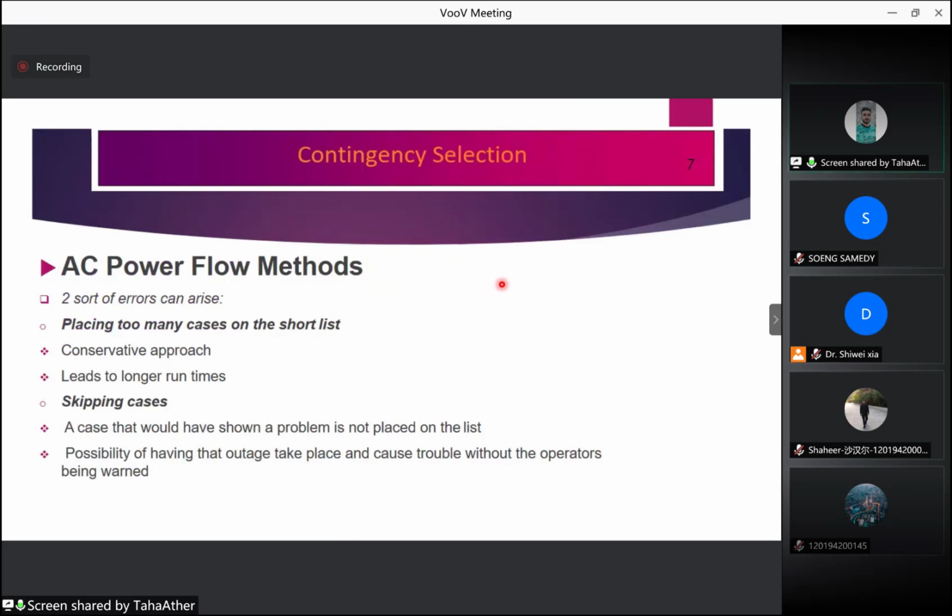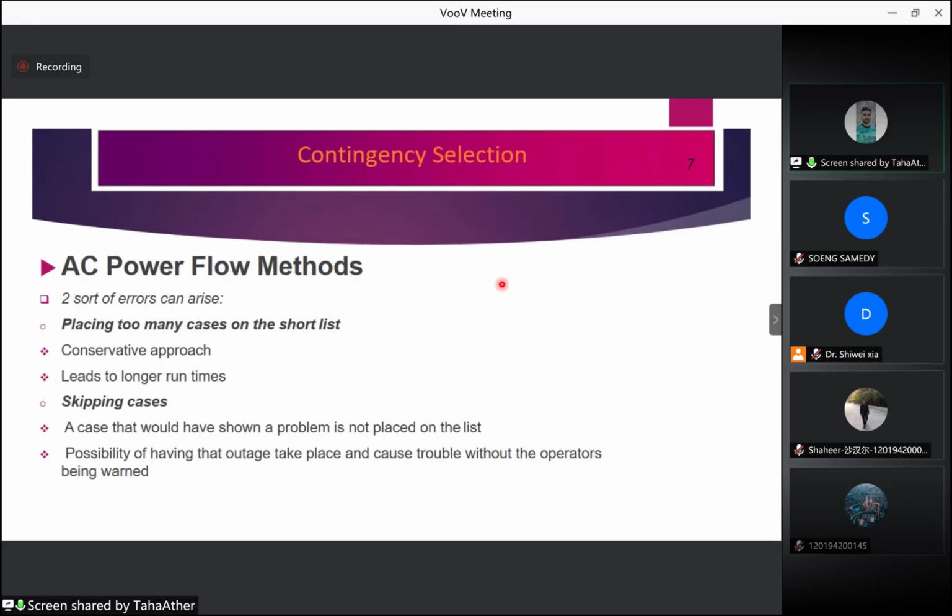But if we do so, like shortlisting some of the violations, it gives us two sources of error. Number one, placing too many cases on the shortlist. This is essentially the conservative approach and simply leads to a longer run time for the security analysis procedure to execute, making it again more time consuming than the previous one.